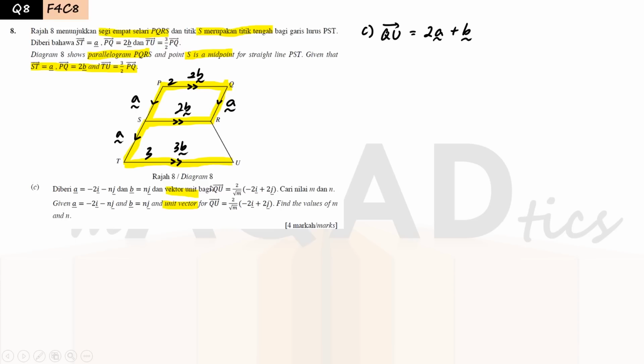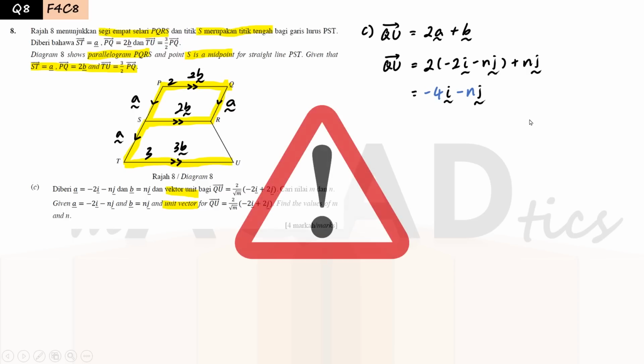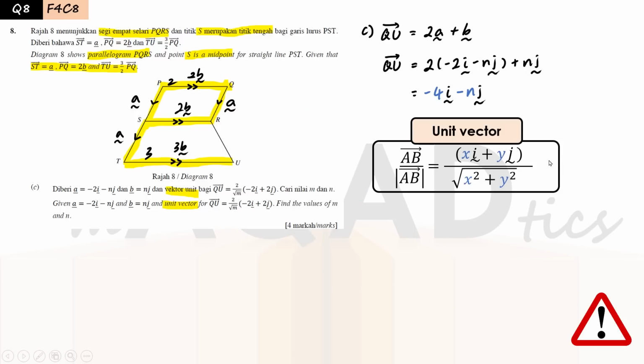QU is one of the vectors that we found in part A, so I'm going to use that answer here. For the A and B, I'm going to substitute the values given. When we simplify, it will be something like this, and now I'm going to use the unit vector formula to find its unit vector. Very simple: use the vector divided by its magnitude. Magnitude means the length of the vector.